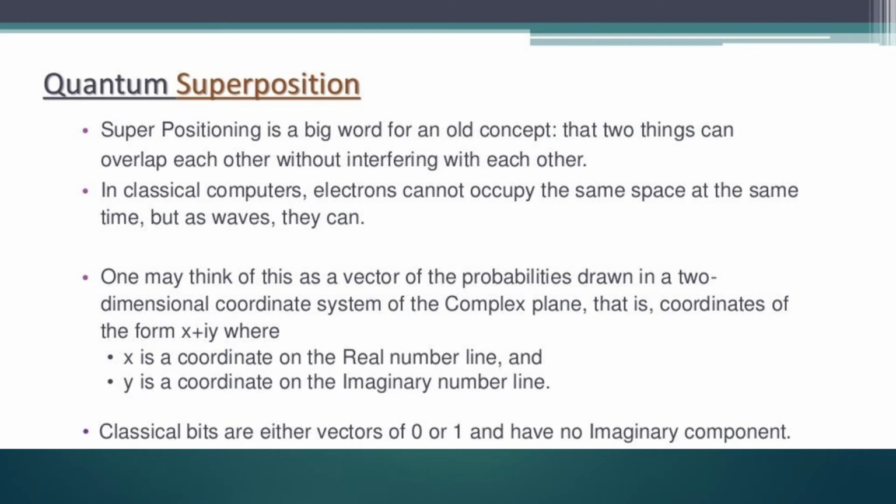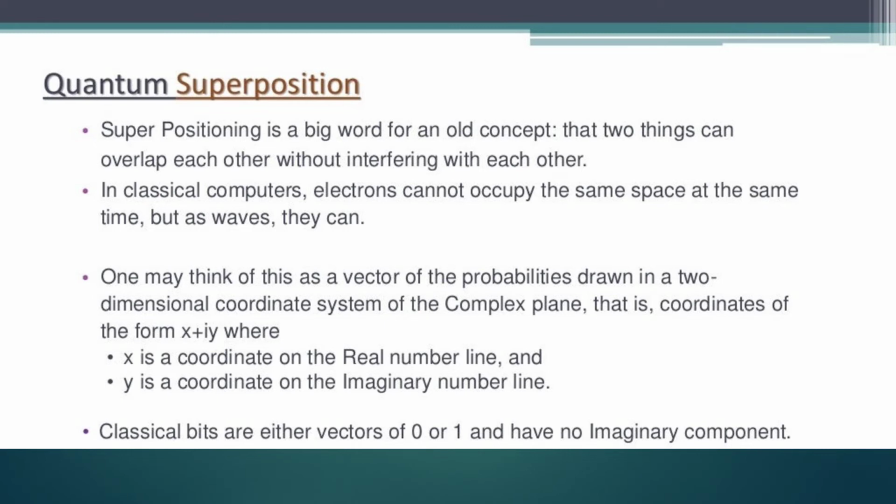Let's talk about quantum superposition. Superposition is a big word for an old concept that two things can overlap each other without interfering with each other. In classical computers, electrons cannot occupy the same space at the same time, but as waves they can. One may think of this as a vector of probabilities drawn into a two-dimensional coordinate system of the complex plane, that is, coordinates of the form x plus iy, where x is a coordinate on the real number line and y is the coordinate on the imaginary number line.